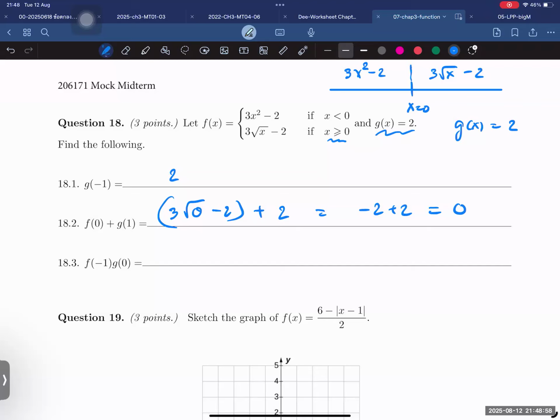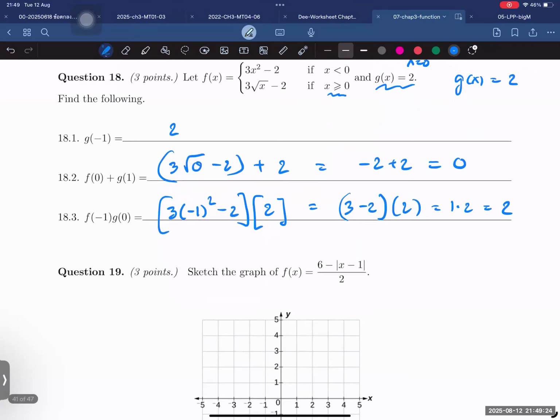Next one is f at negative 1. So f of negative 1 is right here, right? So we're going to use 3 times negative 1 squared minus 2. That is f at negative 1 times g of 0. G of anything is still 2. So we got 3 times negative 1 squared, it's 1. So this times 2, we got 1 times 2, we got 2.